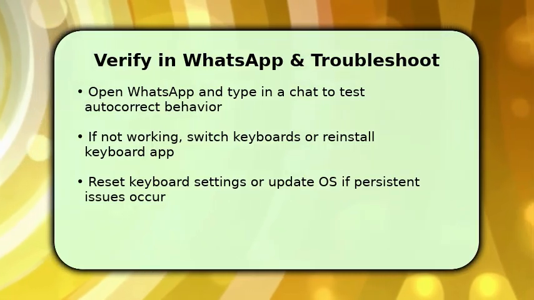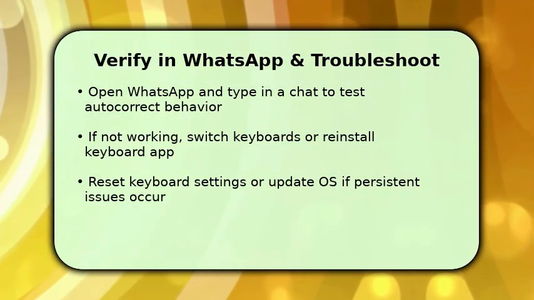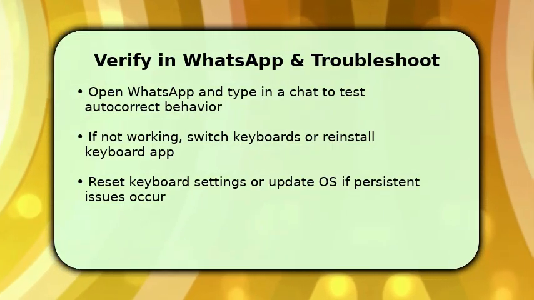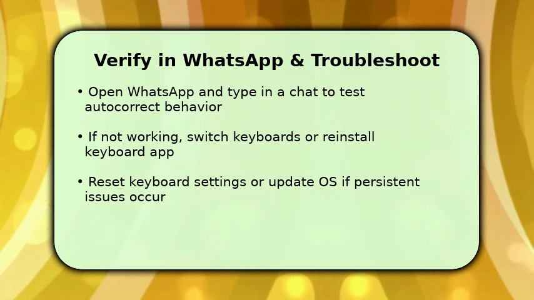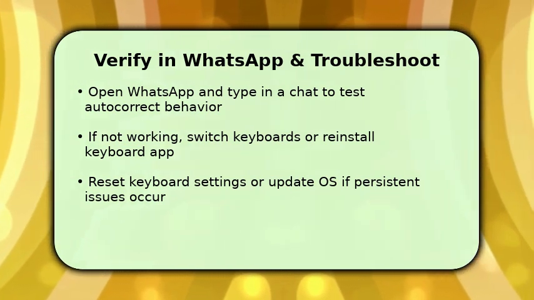Make sure WhatsApp has access to the keyboard and that no third-party privacy settings block suggestions. If problems persist, update your OS, reinstall the keyboard, or reset keyboard settings. One key troubleshooting tip: clear keyboard cache or restart the phone to resolve most lingering sync issues.